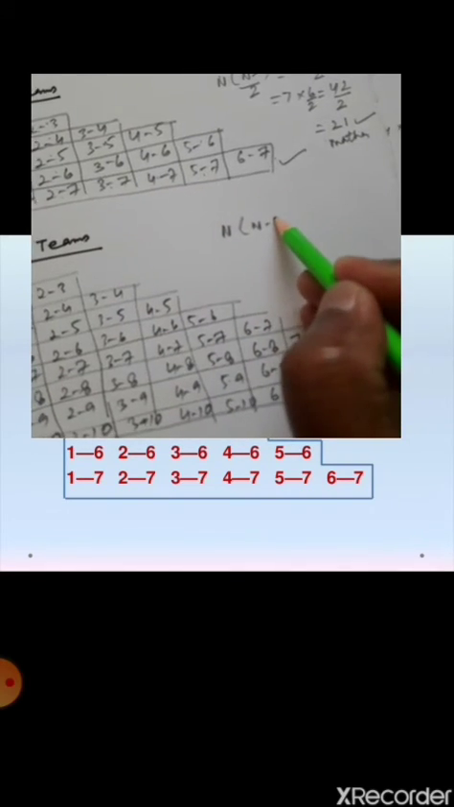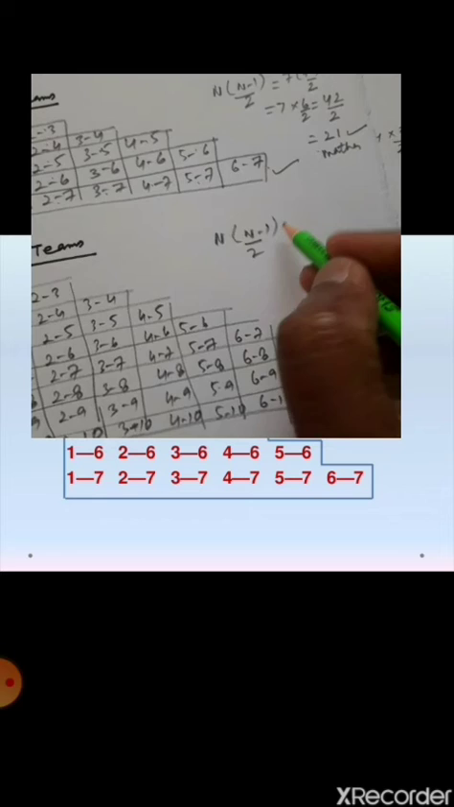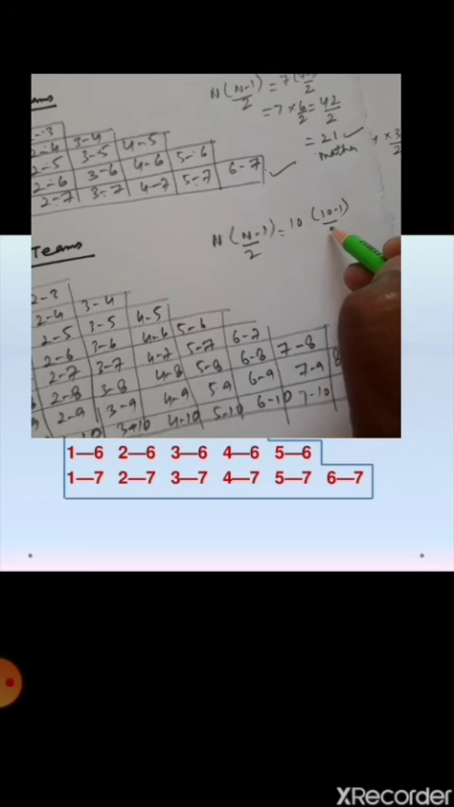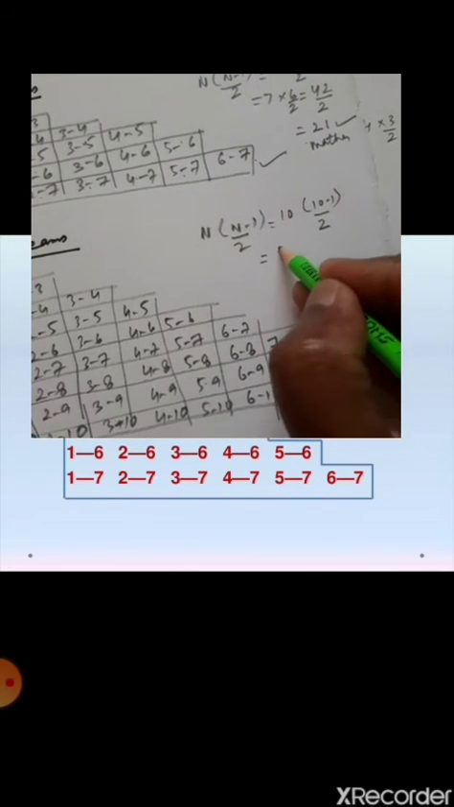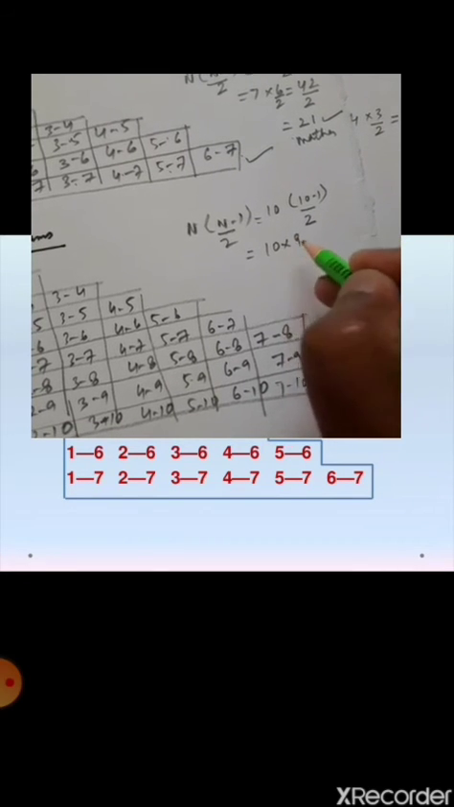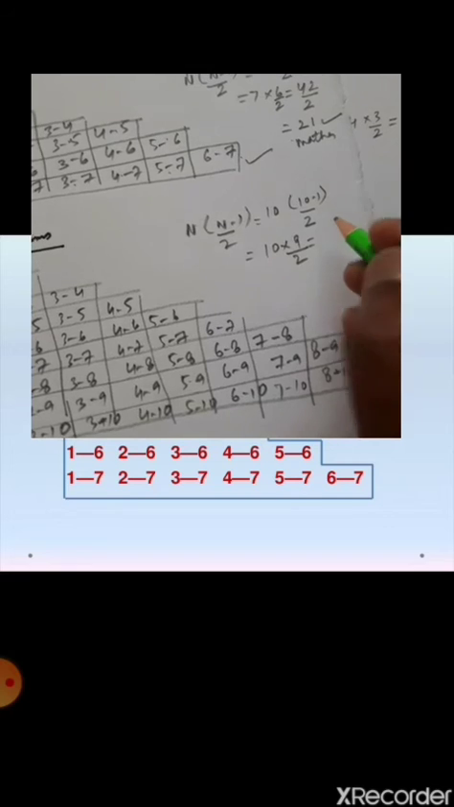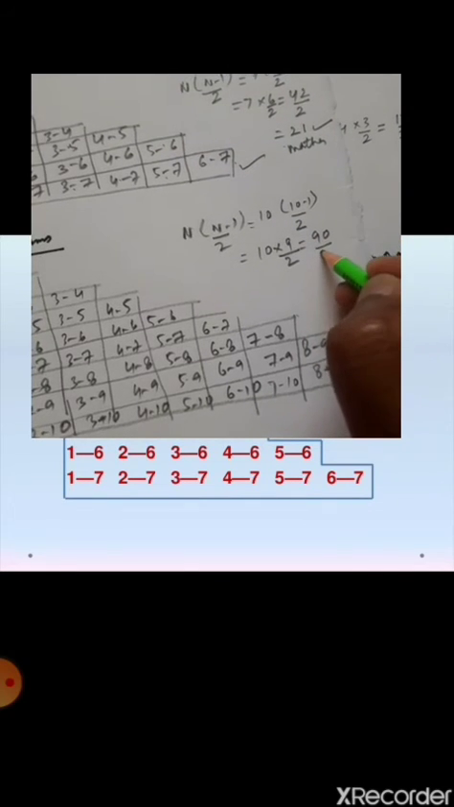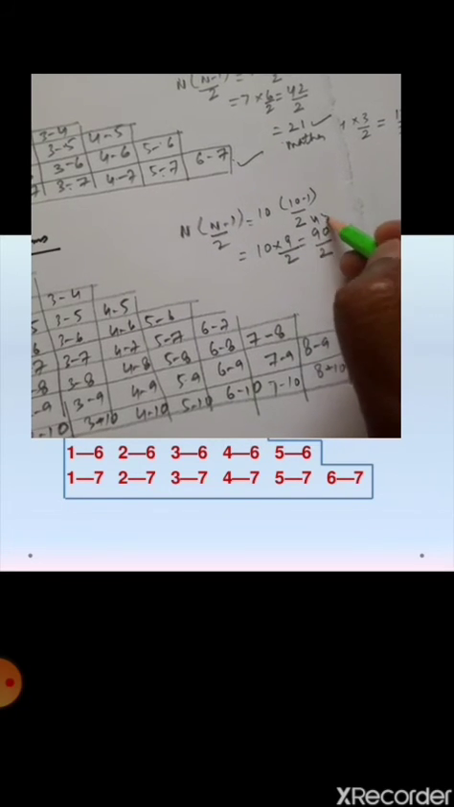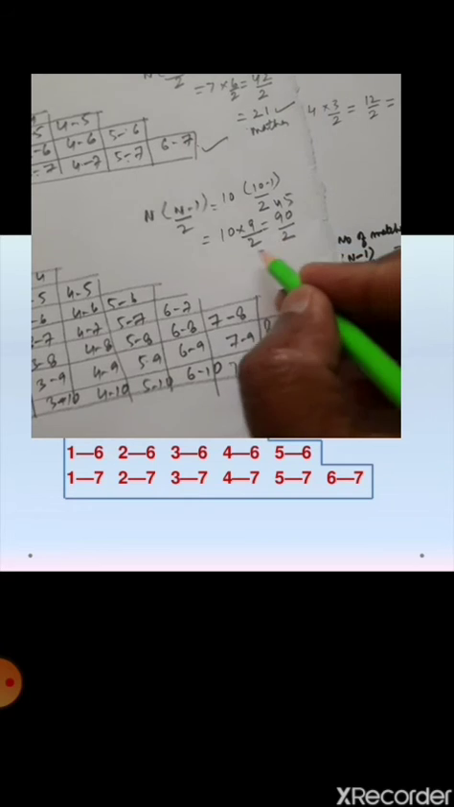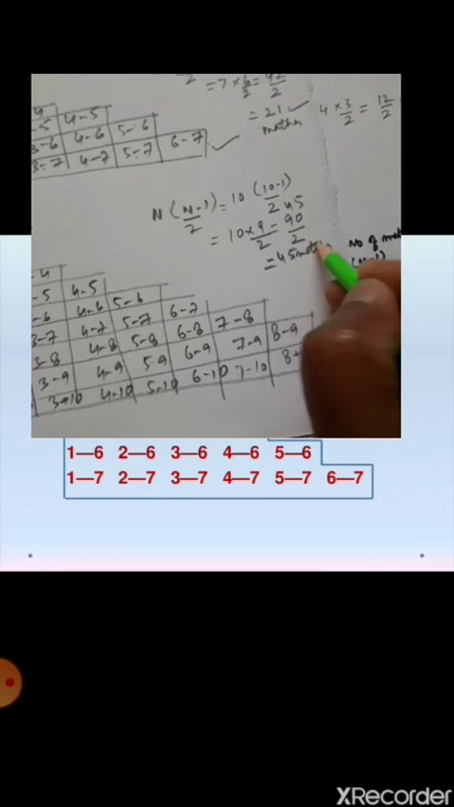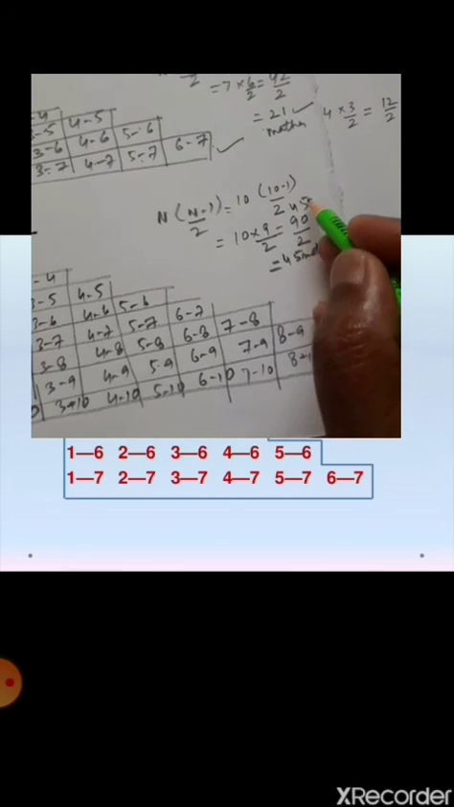And n(n minus 1) upon 2, with n equals 10. 10 into 9 upon 2, 90 upon 2, that is 45 matches. Okay, 2 2s are 4, 2 5s are 10.